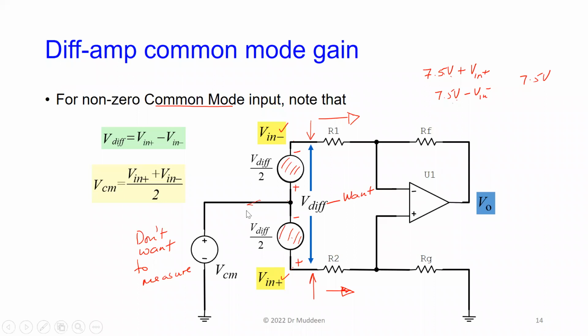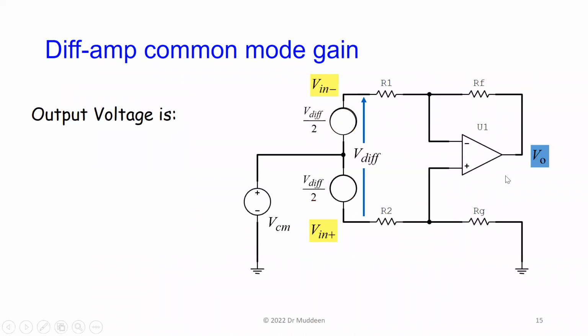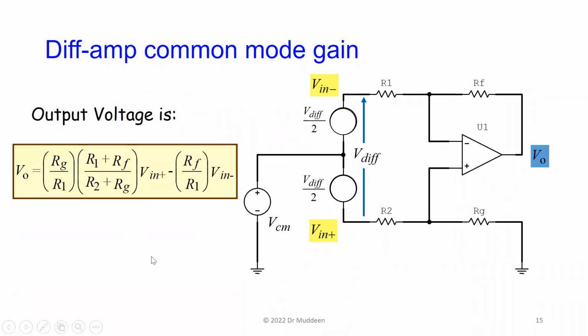That's democracy. Okay. So the output voltage, we just derived that the output voltage was this. We did this a couple slides ago. Rg over R1, this is this part. We did this by superposition, a part by Vin plus and a part by Vin minus. And what I'm going to do is substitute for Vin plus and Vin minus in terms of Vdiff and V common mode.